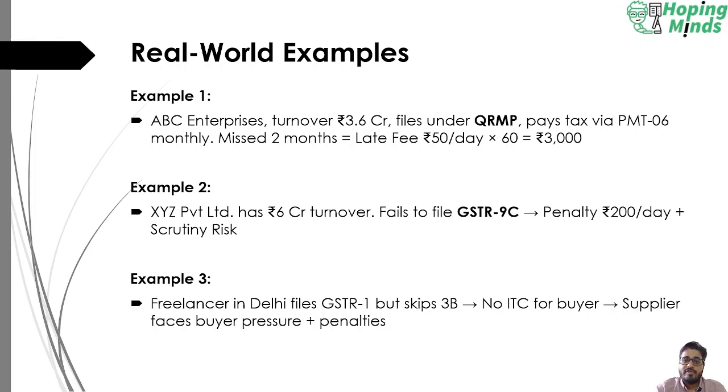Next, a freelancer in Delhi files GSTR 1 but skips GSTR 3B. It means he declared his sales but didn't pay his taxes. So no ITC for the buyer, the supplier faces pressure from the buyer, and a penalty is imposed by the department.